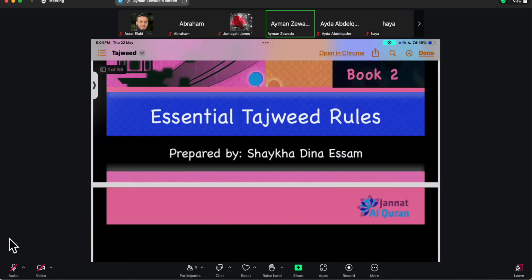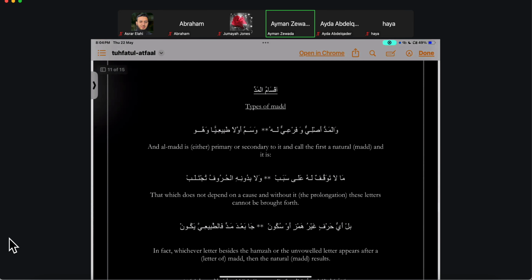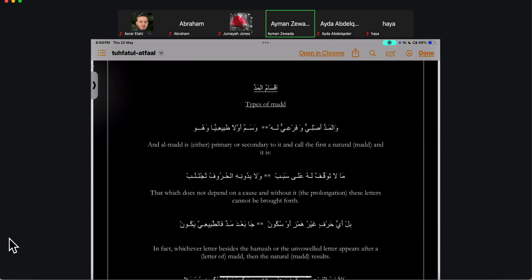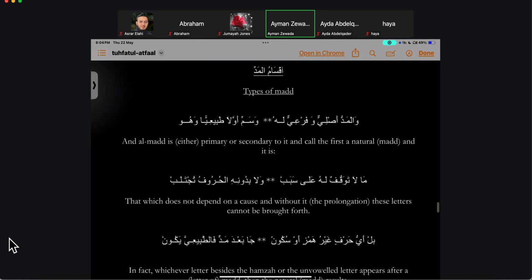All right. Okay, so we'll start with the Tuhfa itself and what does it say. The author writes, Aqsam al-Mad, the types of Mad. Please follow along with the translation as I'm reading it out.